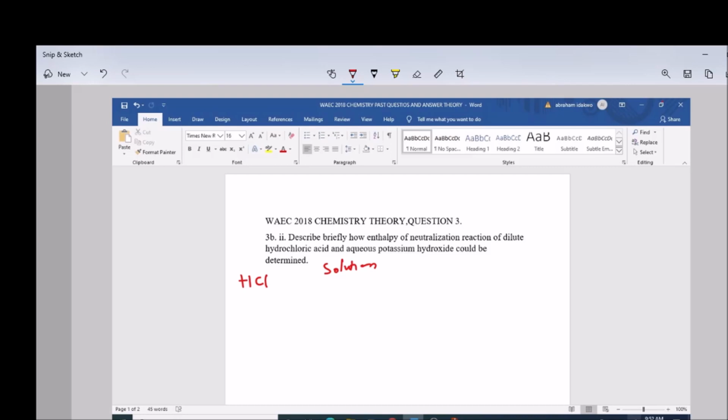Now to determine the heat evolved, that is the enthalpy of neutralization reaction, we have the equimolar solution of hydrochloric acid and potassium hydroxide prepared separately. So we prepare the equimolar solutions of potassium hydroxide and hydrochloric acid separately.